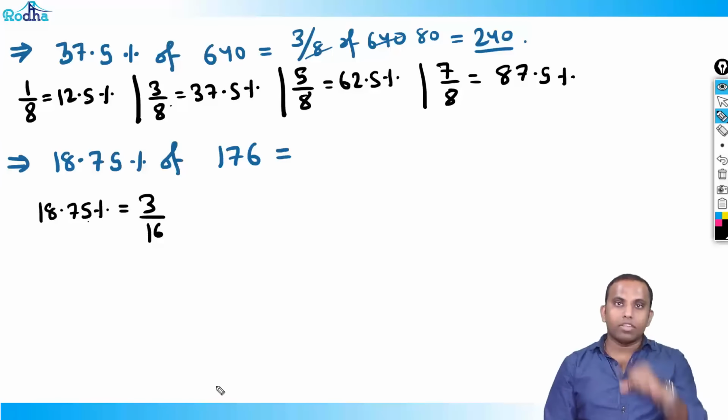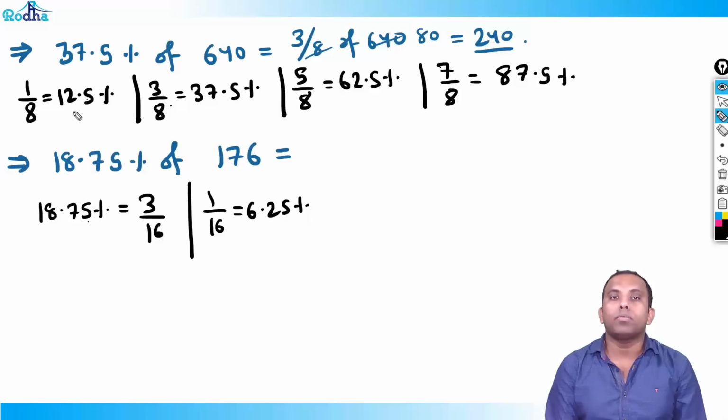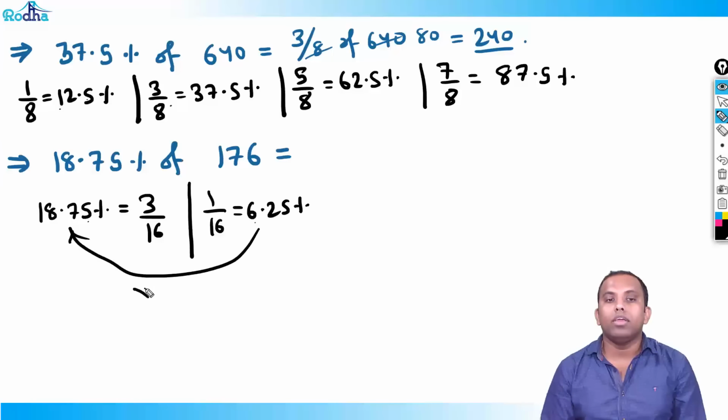So if you get 3 by 16, you can now sense it. 1 by 16 was 6.25%. So from here also I can connect. Why was 1 by 16 6.25%? Because 1 by 8 was 12.5%, half of it, so 1 by 16 is 6.25. 6.25 into 3 is 18.75%, right? So that means it is 3 by 16. So it becomes very easy. The job becomes very easy, right?